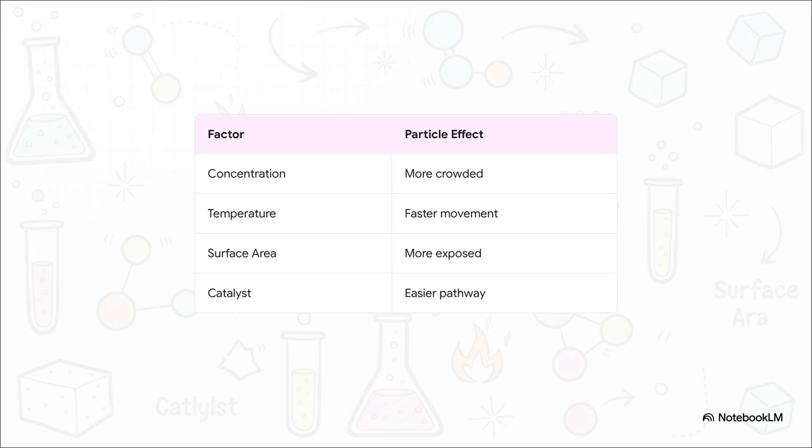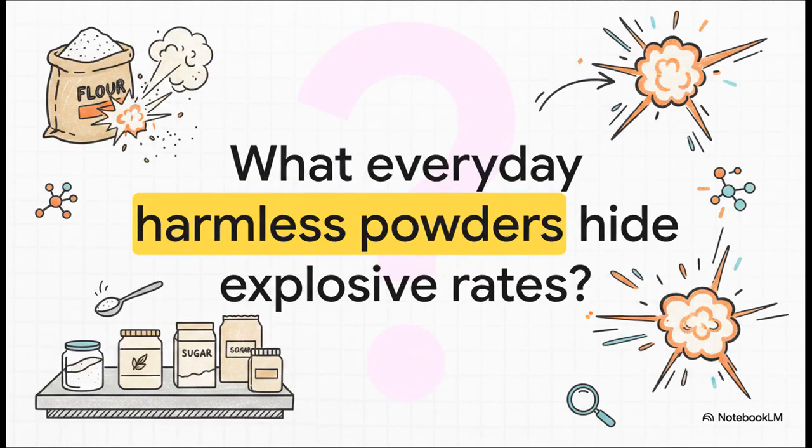Here is your master summary recap chart. We've got our four main factors. Concentration brings more crowded particles. Temperature brings faster, much more energetic movement. Surface area exposes way more particles for the reaction. And a catalyst provides a completely easier chemical pathway. The big takeaway? Every single one of these factors leads to more successful collisions and therefore a faster rate of reaction. Which leaves us with this final kind of crazy thought.